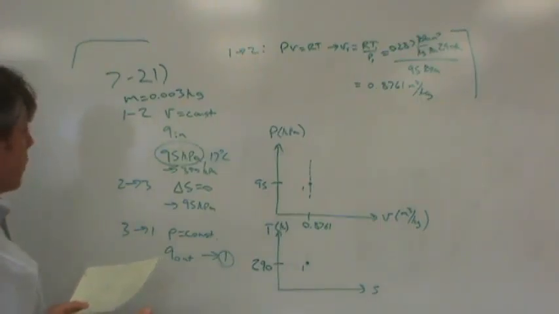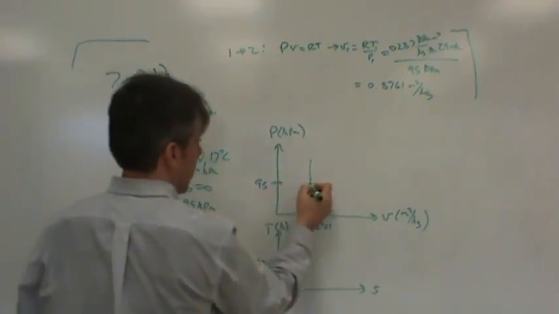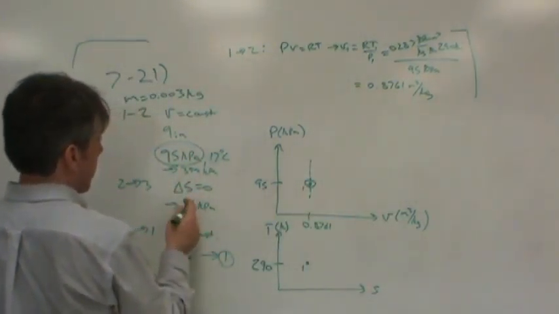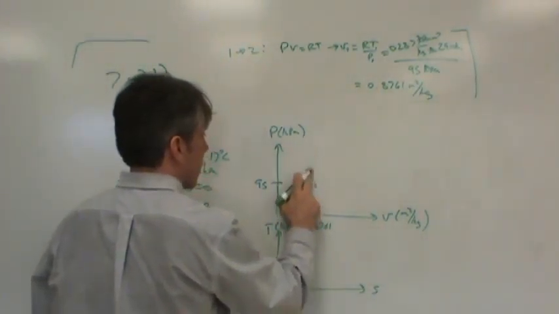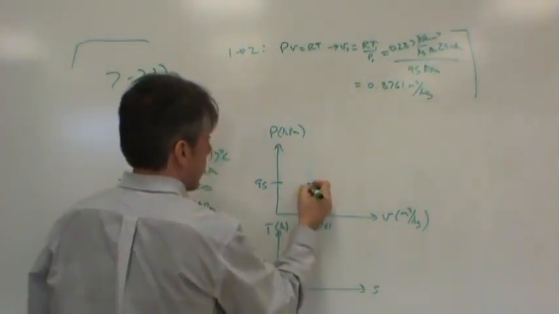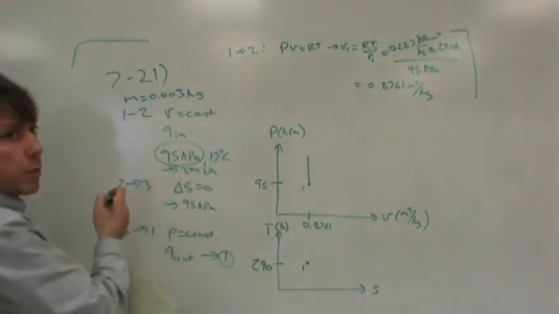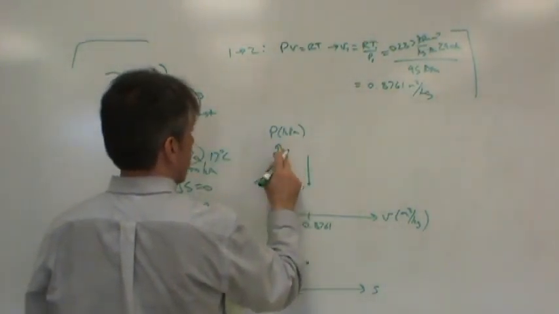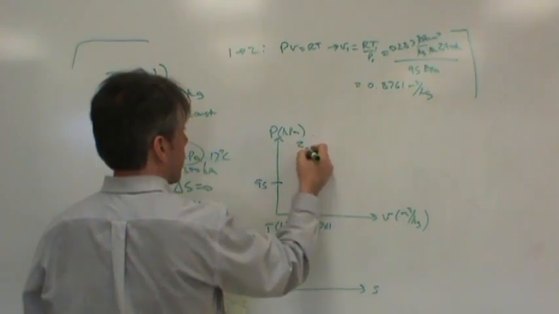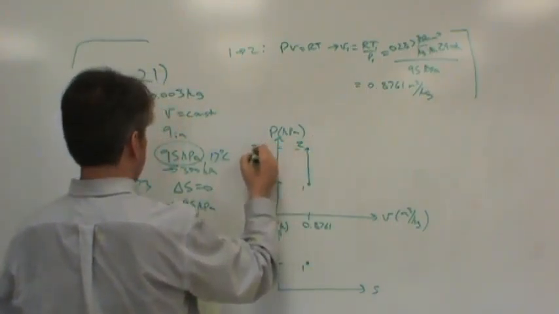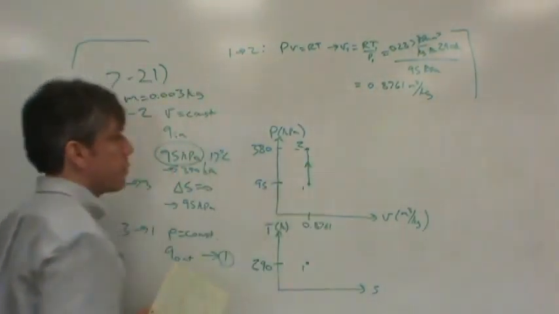Have we used up all the information? No, we haven't. Notice that if this is state 1, then state 2 is at a higher pressure. So that tells me that I'll have to move up. Now, how do I know that I have to move up vertically? Because the volume's constant. So let's move up to a higher pressure. In fact, state 2 is at 380 kilopascals, and we moved up from state 1 to state 2.